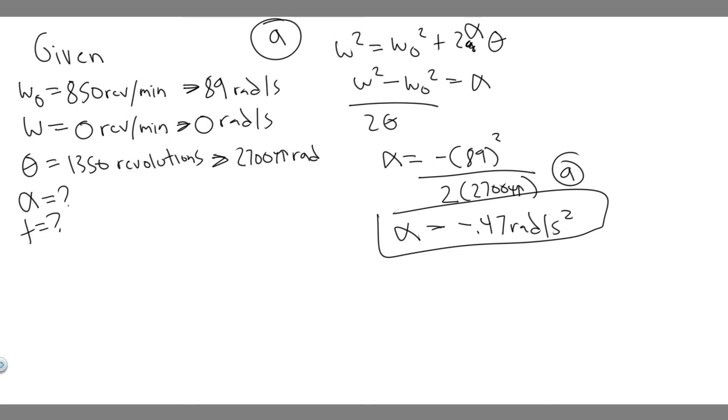Let's move on to B now. Let me actually write it right here. So minus 0.47 radians per second squared. Cool. So let's do B now. So what is B asking us to solve for? How long did it take for the fan to come to a complete stop?